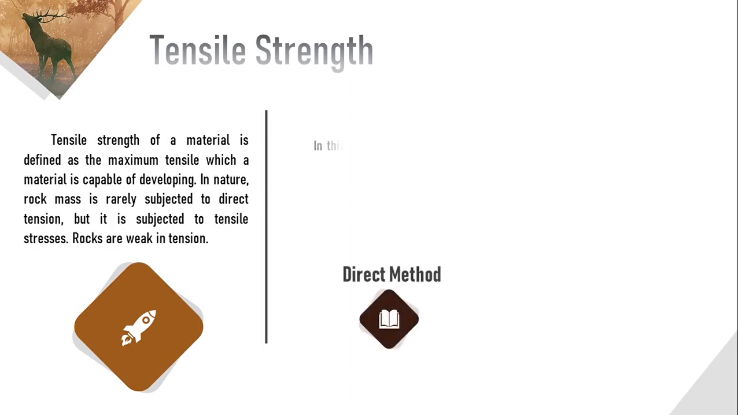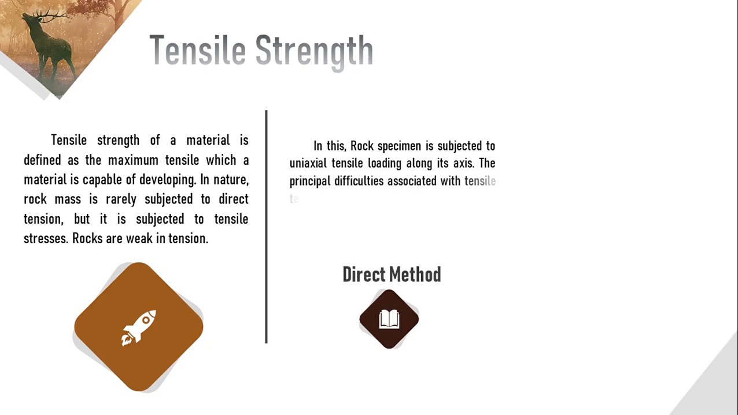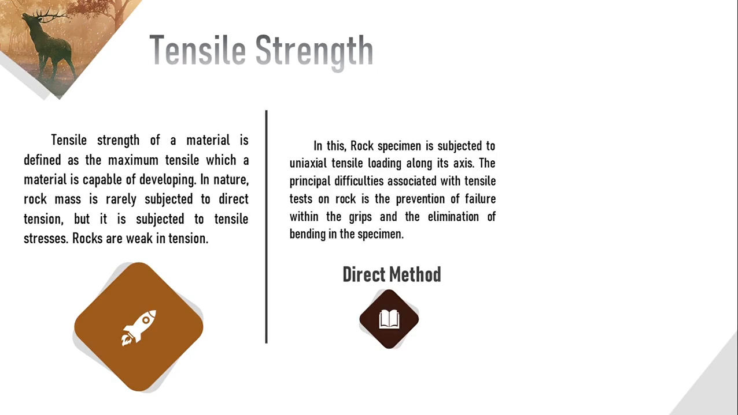Direct method. In this, rock specimen is subjected to uniaxial tensile loading along its axis. The principal difficulties associated with tensile tests on rock is the prevention of failure within the grips and the elimination of bending in the specimen.